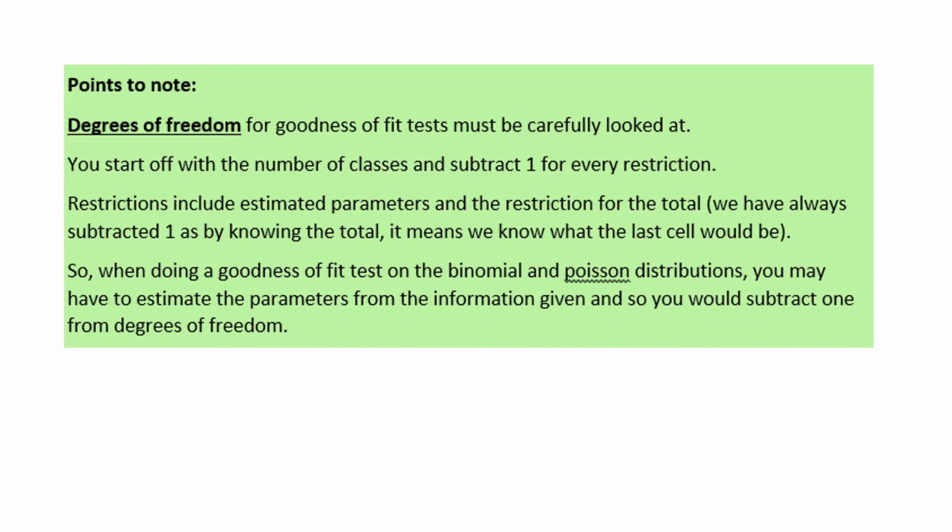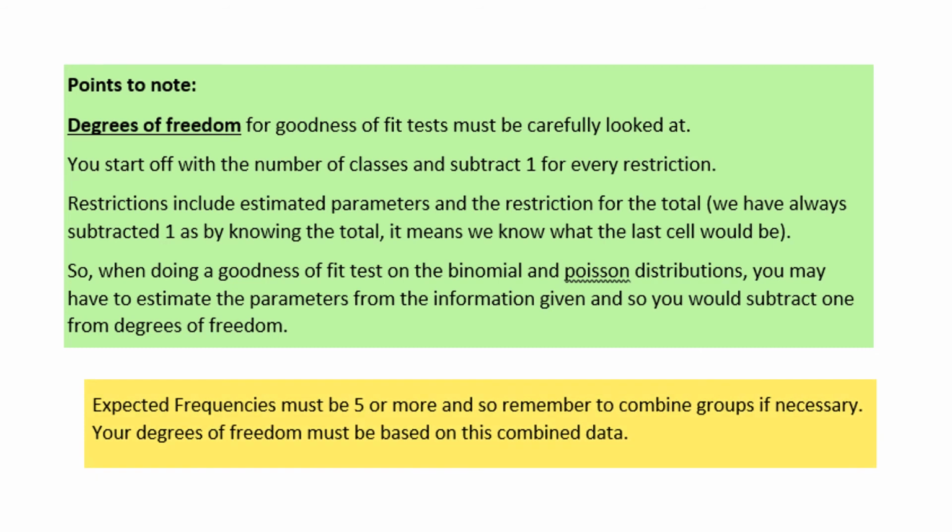Okay, so be careful with the binomial and Poisson. You're not going to have to take off any estimated parameters for the uniform distribution because there's no parameters on that. But the only thing you have got to watch out for there is when any cells are less than 5. But then if all the cells are the same, they'd all be less than 5, so that's probably not going to happen either. Okay. So I'll just repeat there, expected frequencies must be 5 or more.